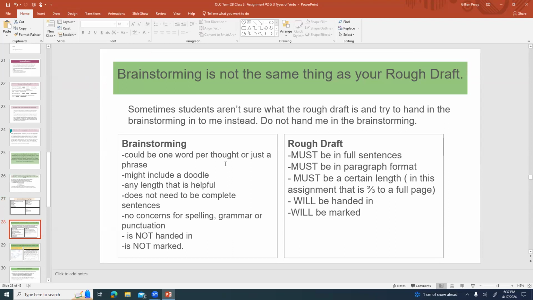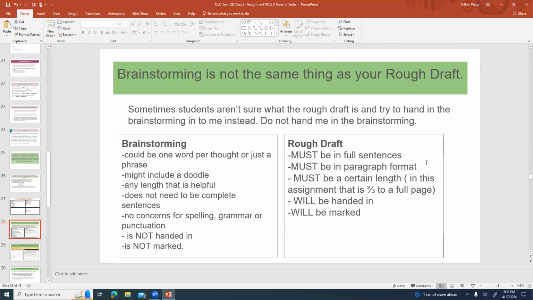Brainstorming could just be one word, or it could be a doodle. It's any length that is helpful to you. It does not need to be complete sentences. There is no concern for spelling, grammar, or punctuation. It is not handed in and it is not marked. I don't mark it. A rough draft must be in full sentences.